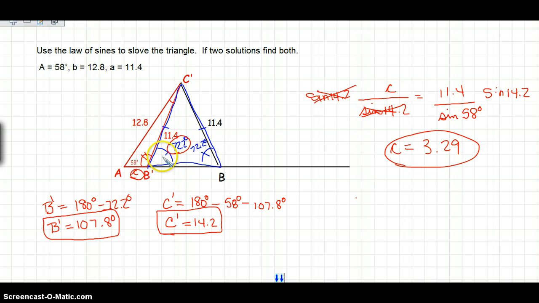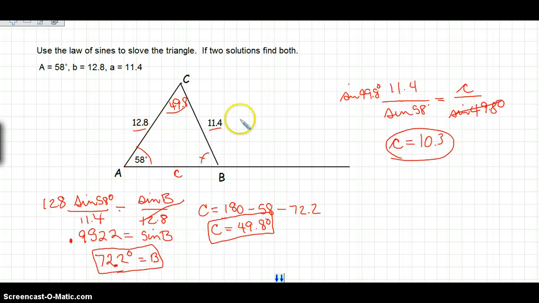Here's the red triangle I just solved, and on the previous page you had the bigger triangle with the three answers there. We will talk a little bit more about that on Monday.